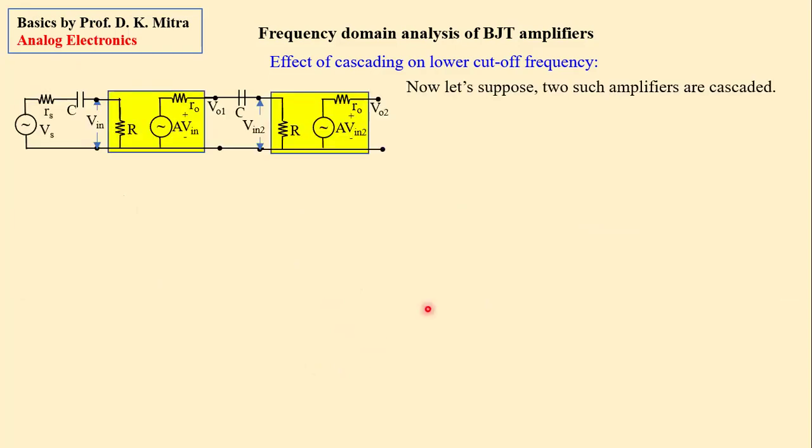Now, let us suppose two such amplifiers are connected in series or cascaded. There is a coupling capacitor C, and there is another coupling capacitor. The output of the first amplifier I call VO1, the input of the second amplifier I call VIN2, and the output of the second amplifier I call VO2. Now let's see what happens.